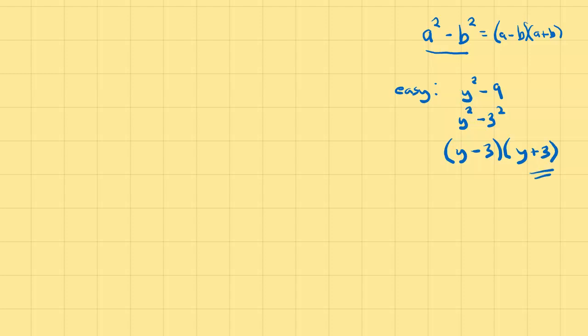That's a simple example. This one is a little bit harder, so I'm going to write this down, harder. Okay, this is x to the fourth minus 16 y to the fourth. Okay, so when you look at this, you're probably not going to think difference of two squares, but really this can be written as a difference of two squares. So you have to think out of the box a little bit.